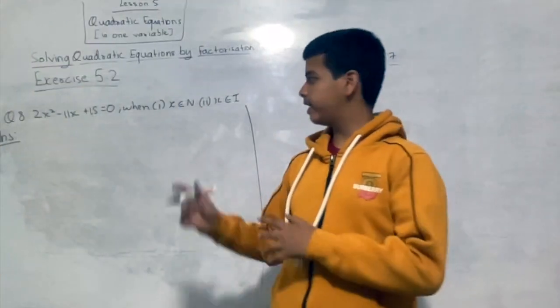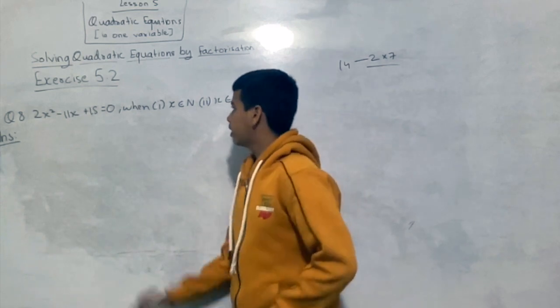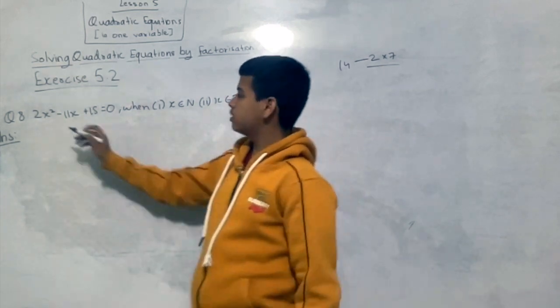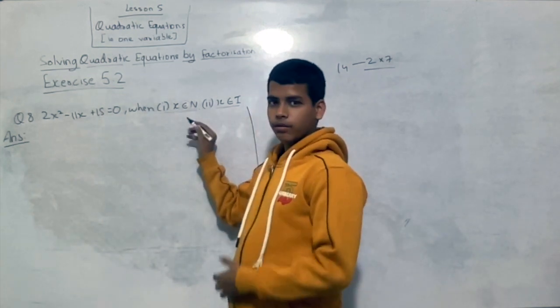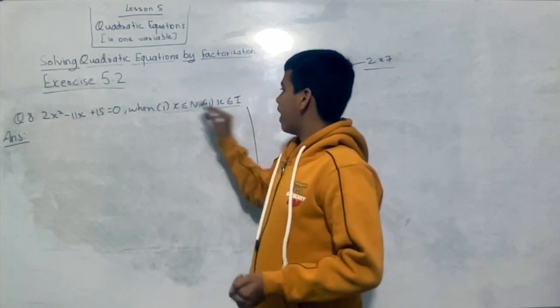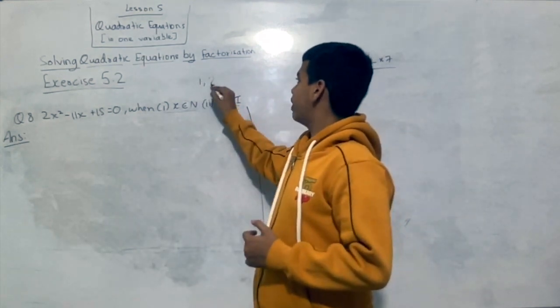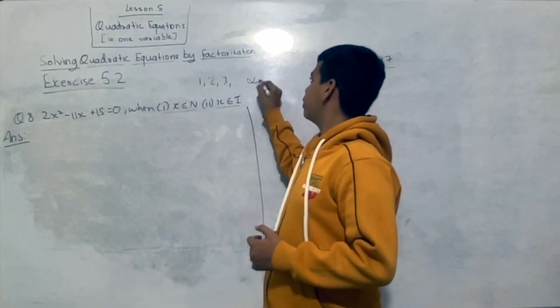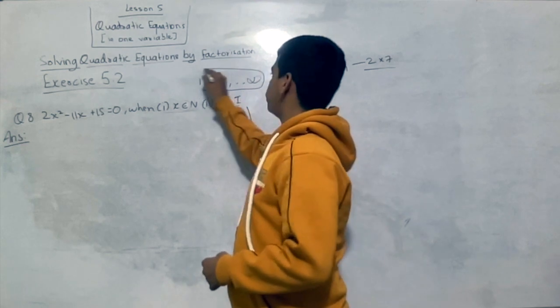This is a really easy question, but I have taken it because it is a different type. Now here what they have given us is this equation. We have to find x when x belongs to N. So this sign means belongs to. Now N is what? N is natural numbers. Natural numbers means numbers starting from 1, 2, 3 and all the way up to infinity. So these numbers are known as natural numbers.